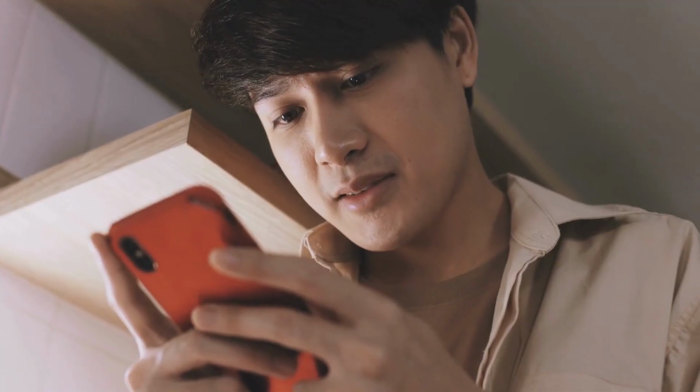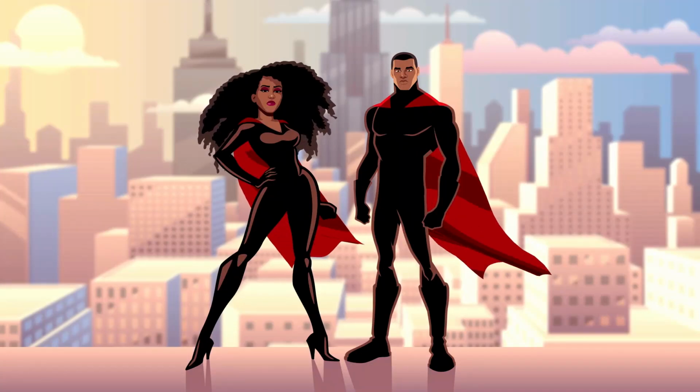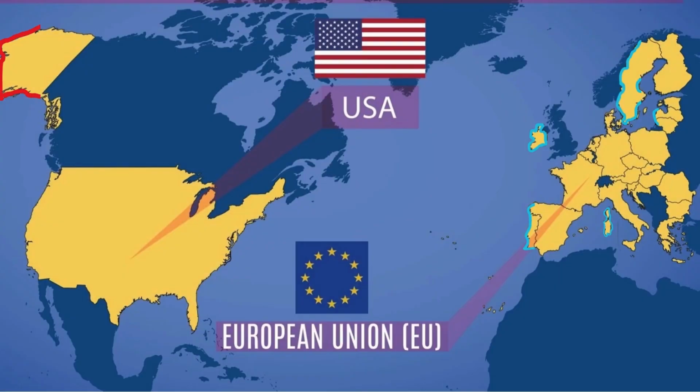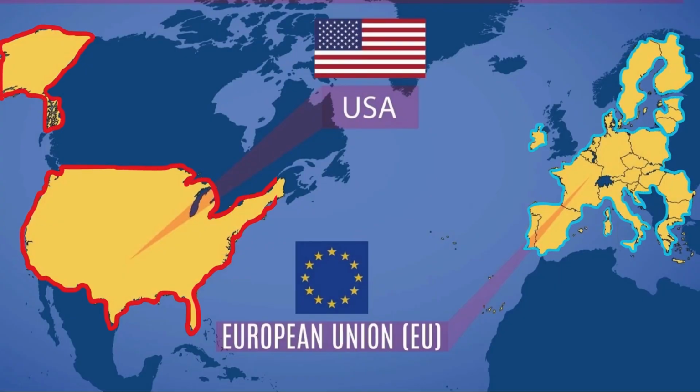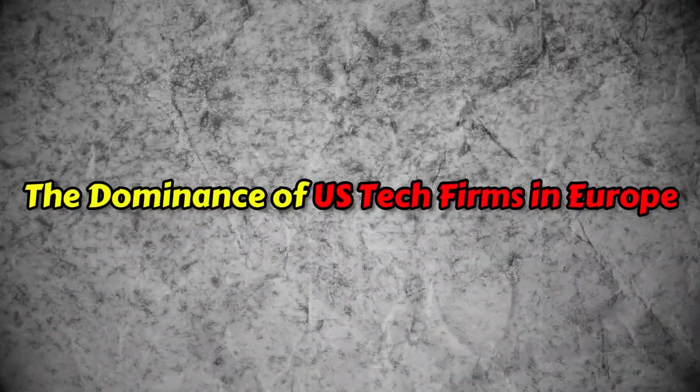And here's the cool part. These are the unique things that make the US perform better than the EU regarding the economy. It's like having superpowers in competition. The US has been using these excellent factors to do better than the EU in the economic race. The dominance of US tech firms in Europe.